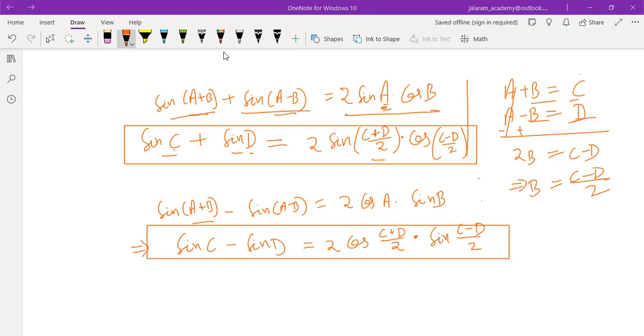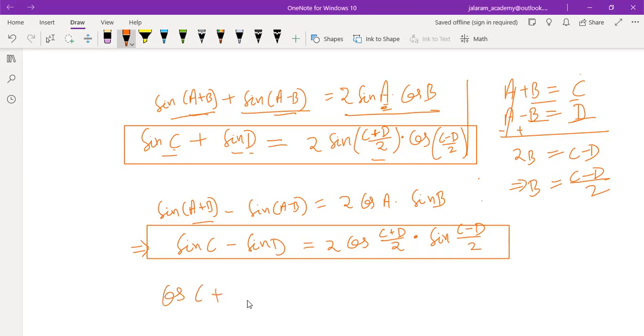In place of upon, I am using the word by, as it is easier to tell. It is easier to learn from our mouth. Though upon is the correct pronunciation, still I am using by this time. Okay. Sin C plus sin D equals 2 sin (C plus D) by 2 into cos (C minus D) by 2. Sin C minus sin D equals 2 cos (C plus D) by 2 into sin (C minus D) by 2. And similarly, cos C plus cos D.